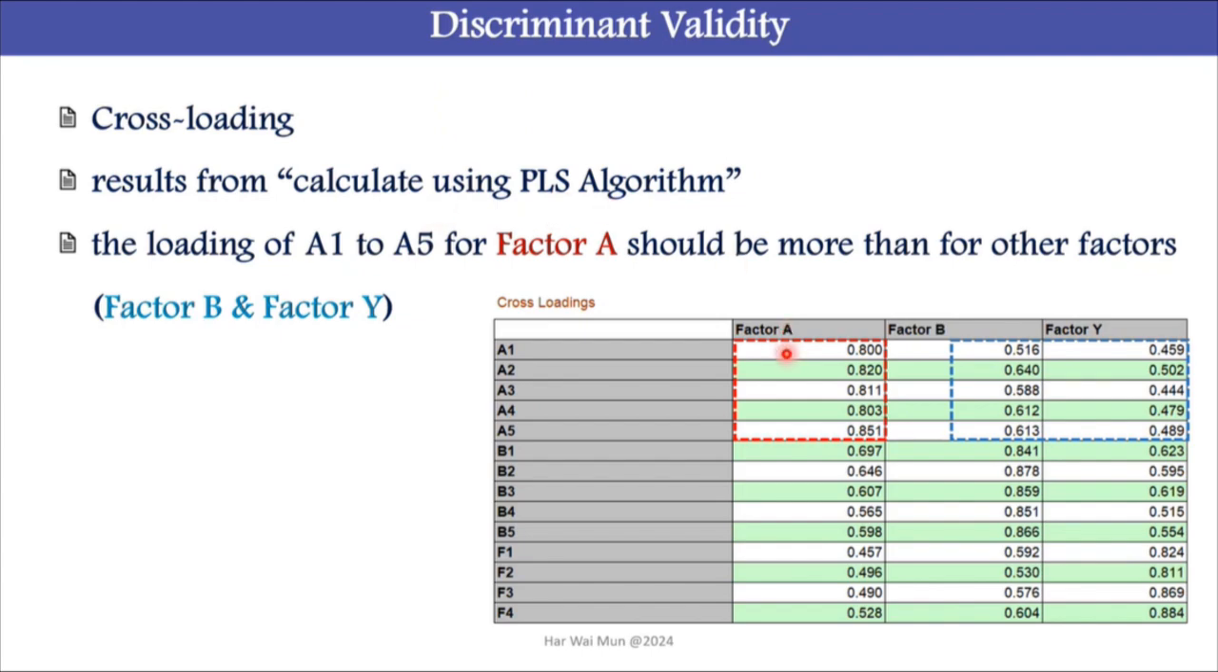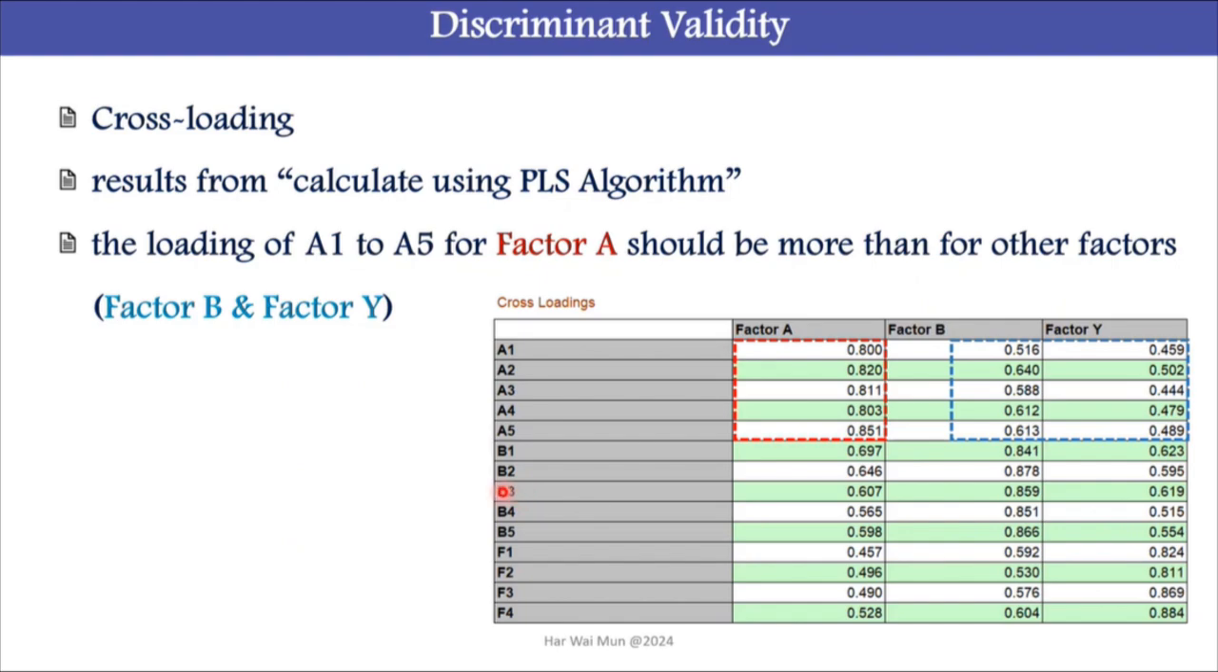Then when you check, how do you interpret? A1 to A5 are supposedly to measure factor A, so the loading is higher. Then you see B1 to B5 are supposedly to measure factor B, right? So you can expect that this factor B 0.85841 is higher than these other two, right? All the factor B loadings here are higher than A and Y.